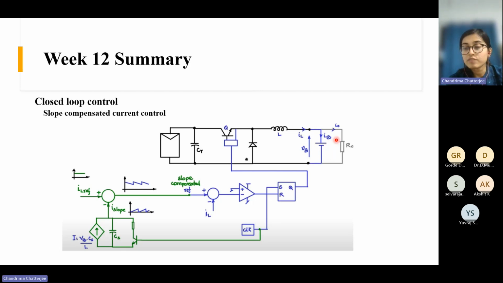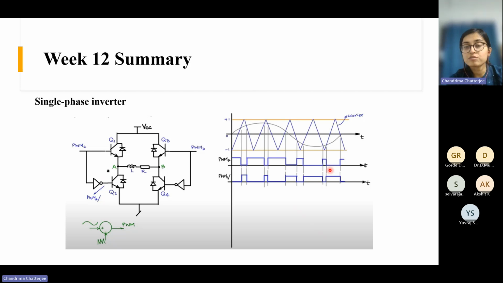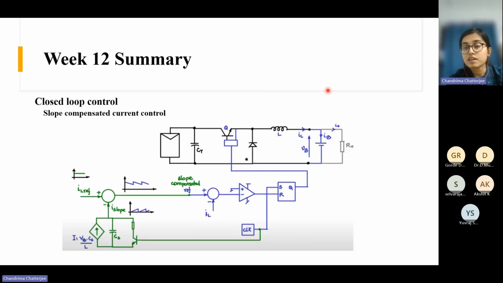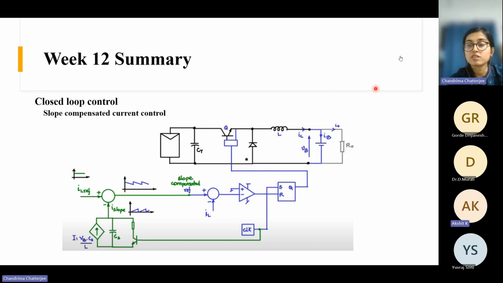So I will take a 5 minute break now, and I will just discuss this pulse width modulation in the single phase inverter, and then I shall start the numericals. Okay. So at 7 we shall start again. Okay, ma'am. Okay. Thanks.